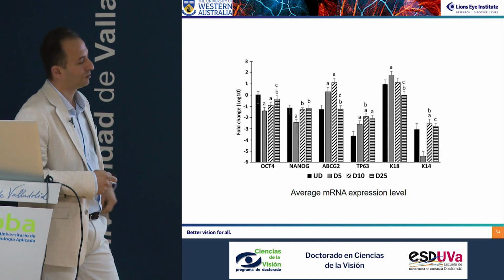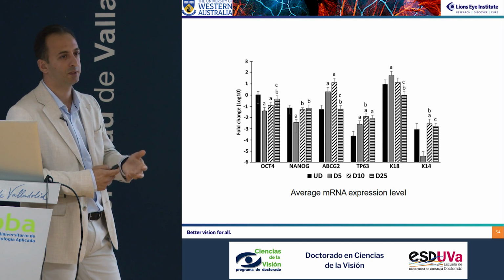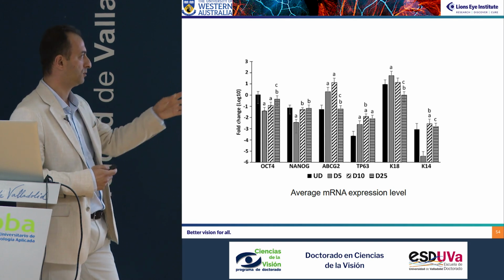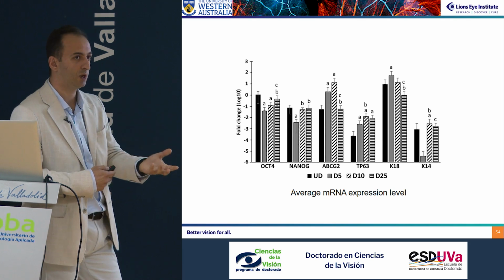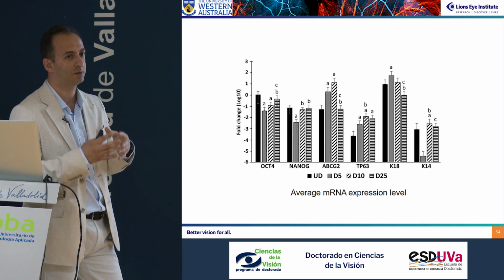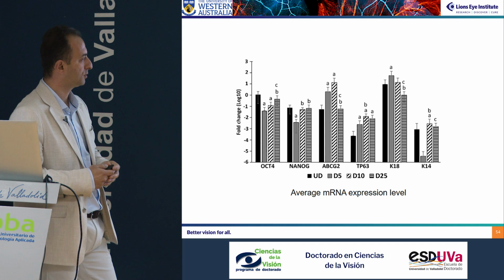So the OCT4 and NANOG, they are pluripotency markers, but they are also expressed in limbal epithelial cells, even in human eyes. So we don't worry about them being OCT4 positive, but if they create an iPSC colony, then it's concerning, and we need to further optimize our protocols.